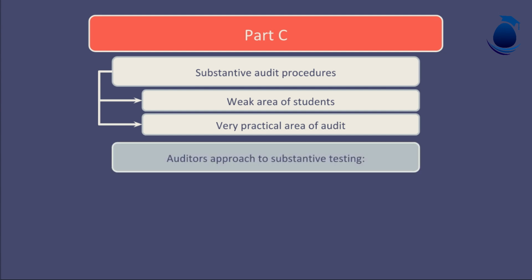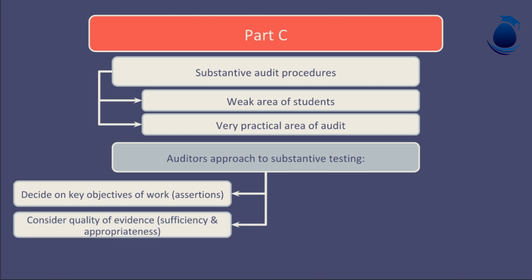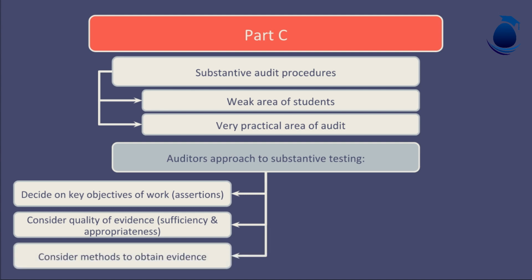Remember the auditor's approach to substantive testing. For each balance, decide which are the key objectives of the test, so which financial statement assertions are most important for this balance. Consider the quality of the evidence available. Remember they need sufficient appropriate evidence. Consider the methods they will use to test. Select from analytical procedures, inquiry, inspection, observation, recalculation, confirmation, and reperformance.